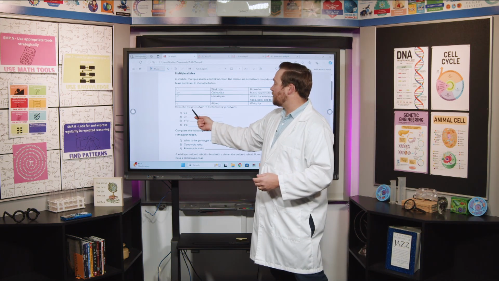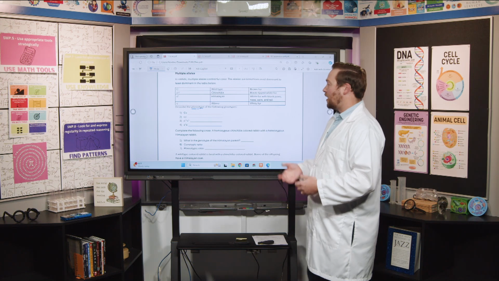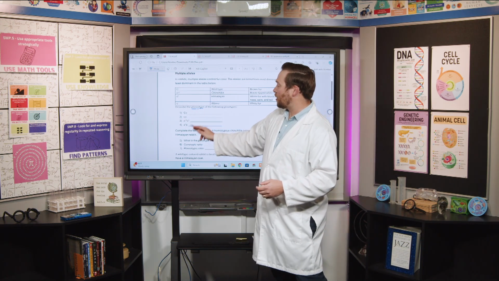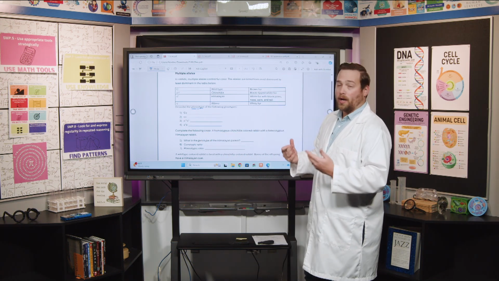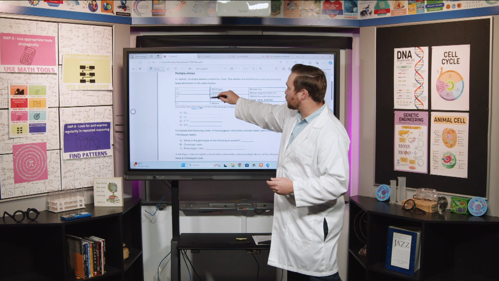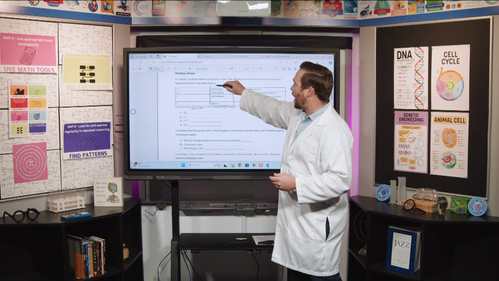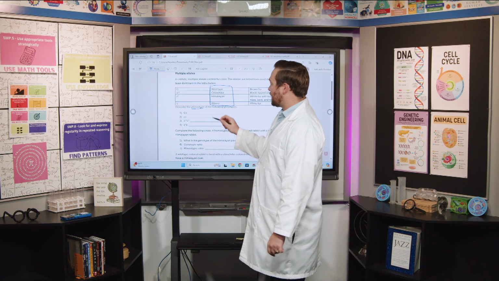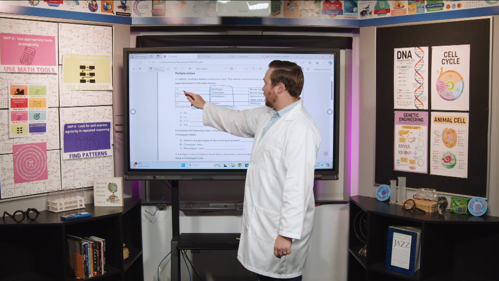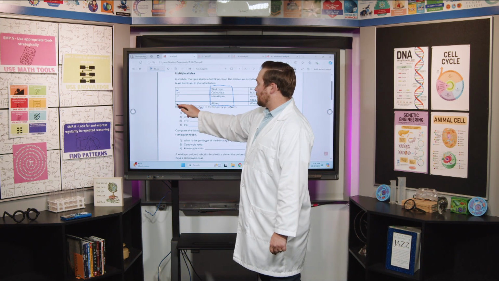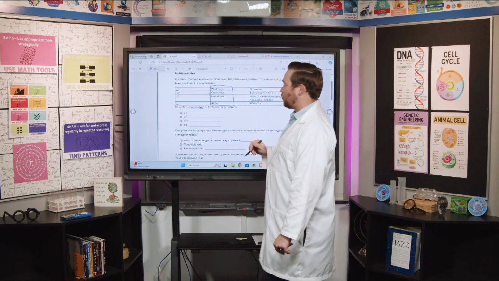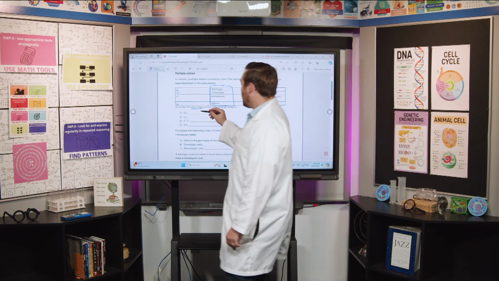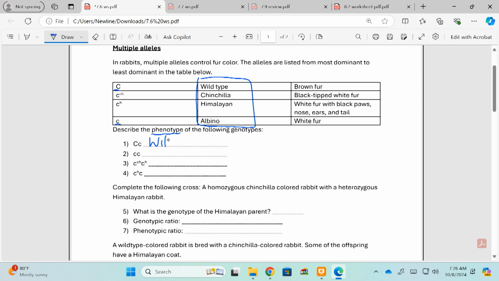So here's what it wants us to do. It says describe the phenotype of the following genotypes. We're going to use these words for number 1 and write them in the lines below. The first one, number 1, is a capital C and then a little c. Because that top one is the most dominant, the phenotype here is going to be the wild type. Wild type just means whatever's most common out in nature.